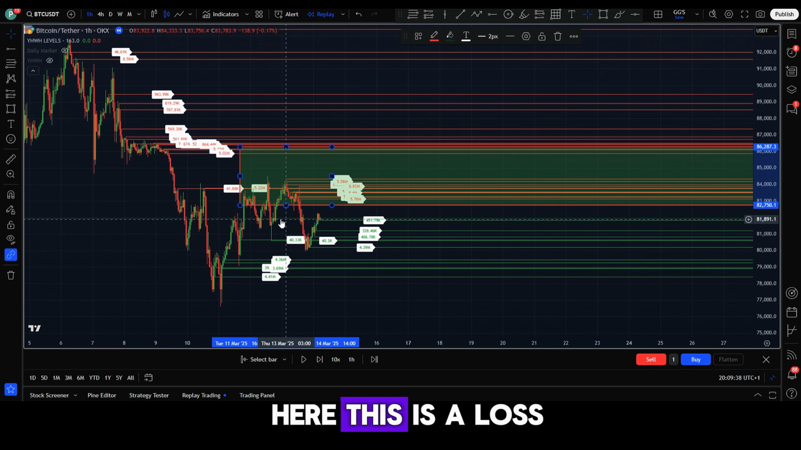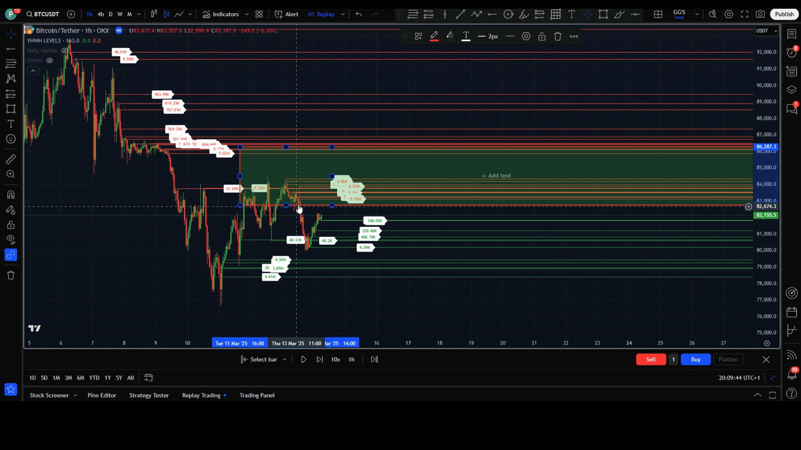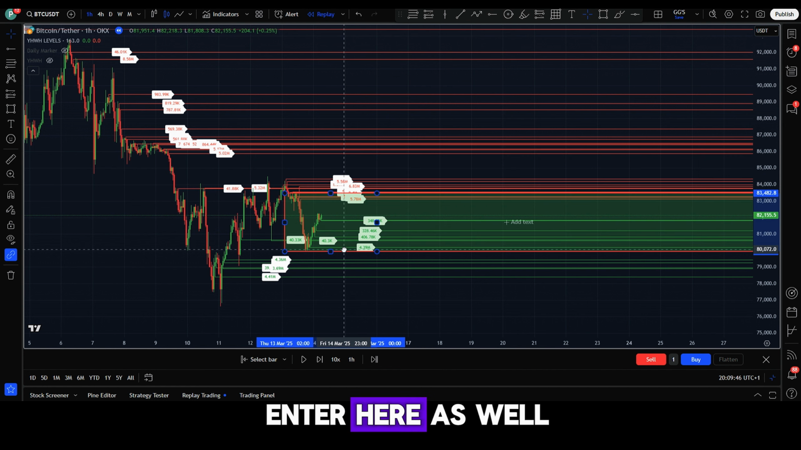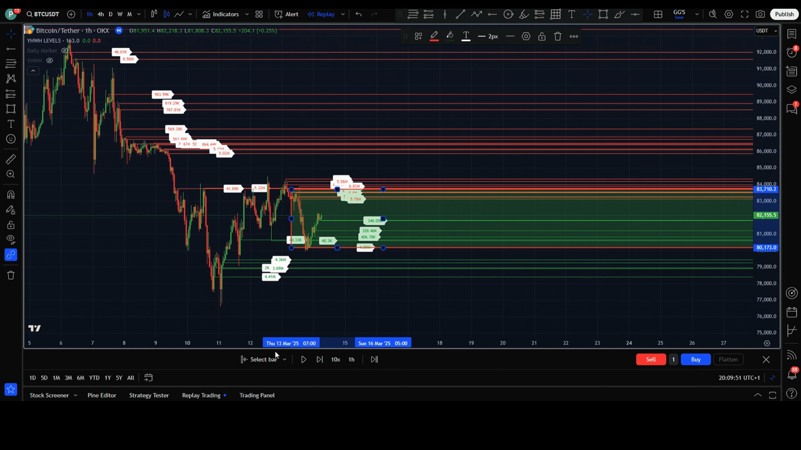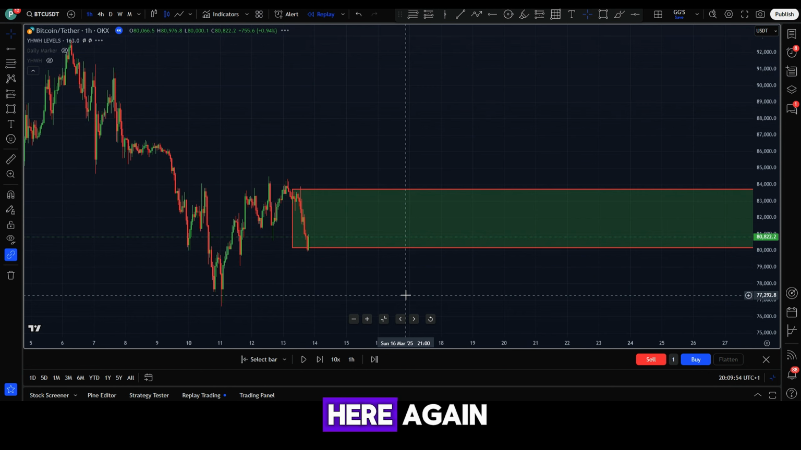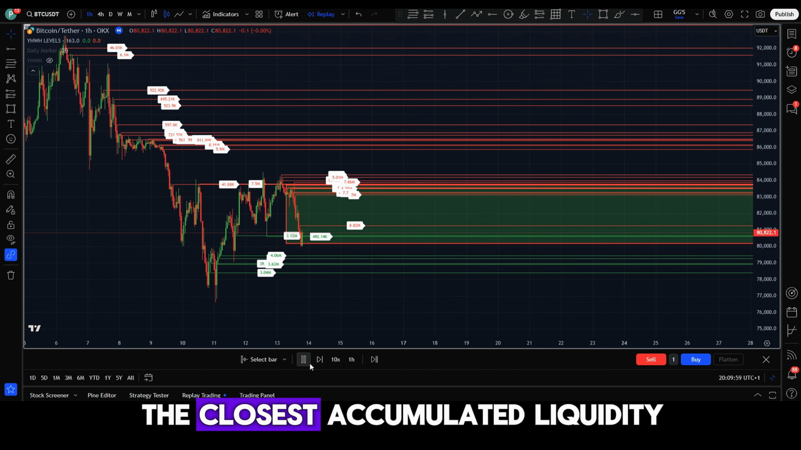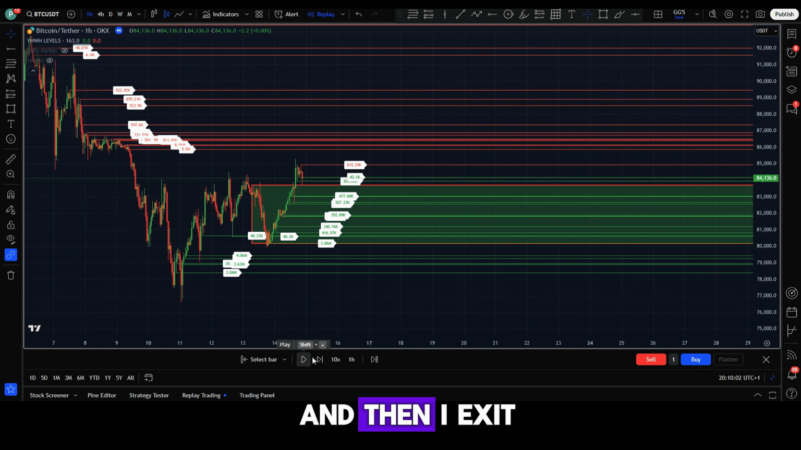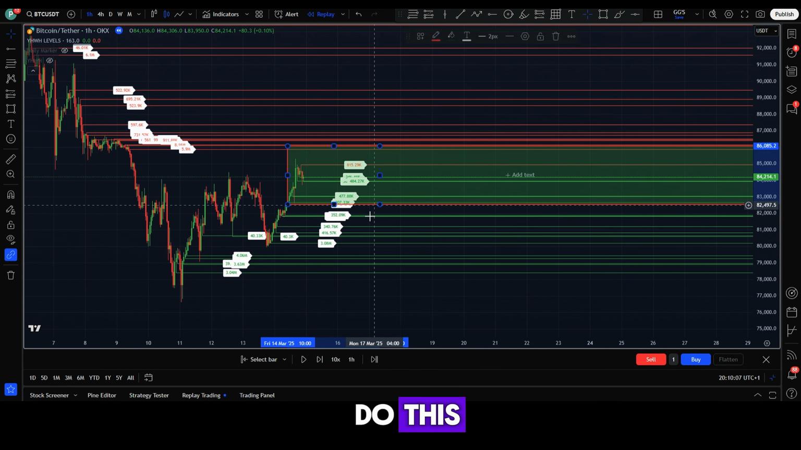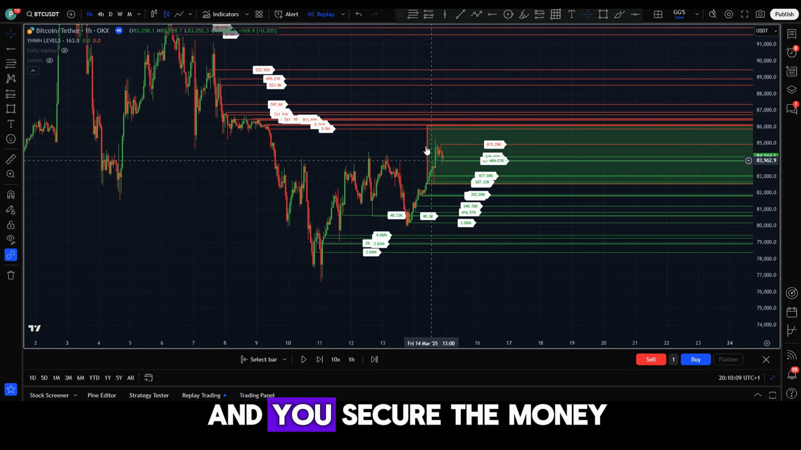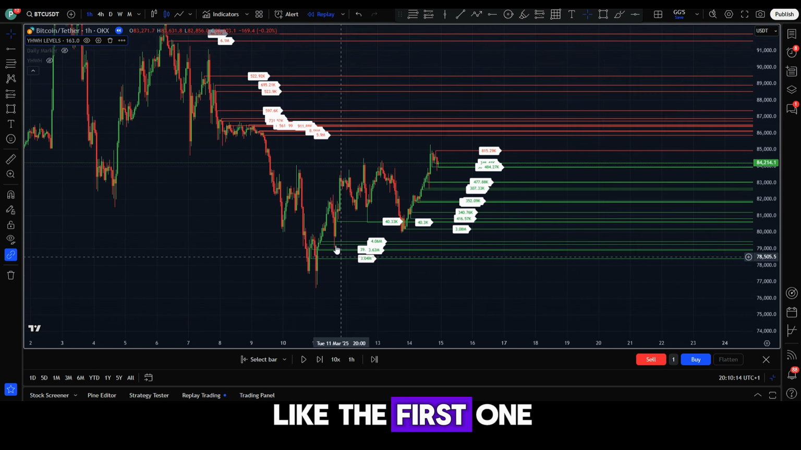As you can see here, this is a loss because the market went all the way down against me. And then I might enter here as well, around here. Let me go back. I might enter around here again and get ready to get the closest accumulated liquidity. And then I exit. When you do this, you take small trades and you secure the money. You don't need to take two like I did. Only one, like the first one, is good.